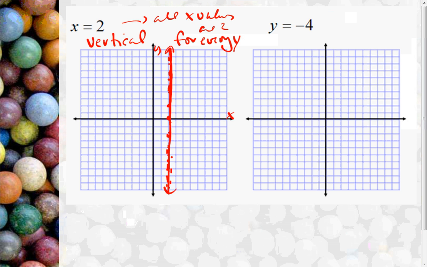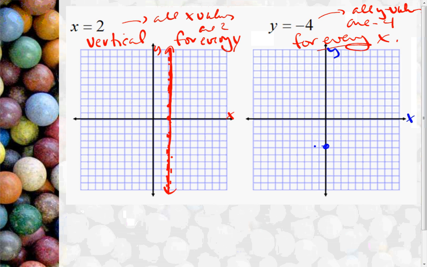For y equals -4, that means that all y values are -4 for every x. So in this case, again, y equals -4. Here's my x values, here's y. So here's y equals -4. And it's for every single x value. It doesn't matter which one it is, I get y equals -4. Oh, look.